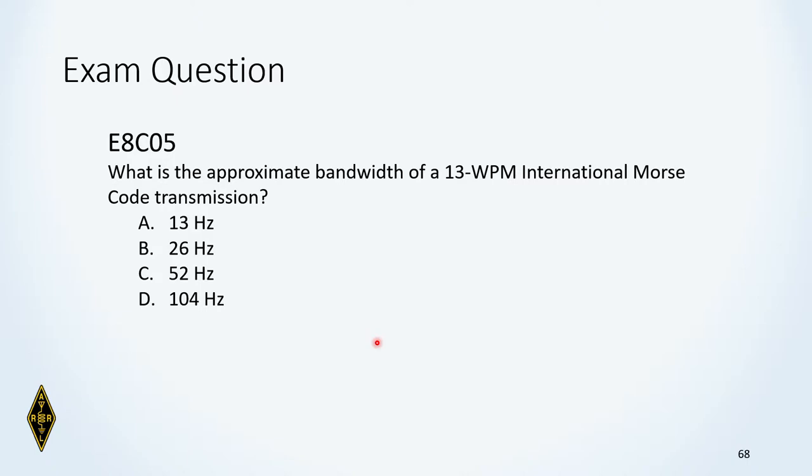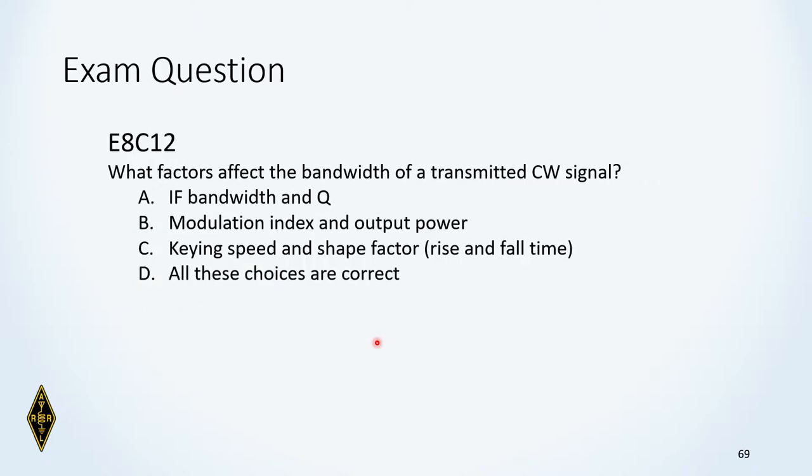I think this one might have gotten out of sequence because we didn't talk about it yet. The answer happens to be 52, but we're going to cover that in the next section. So I think this one is repeated. What factors affect the bandwidth of a transmitted CW signal? Yeah, I've got some things out of sequence here.